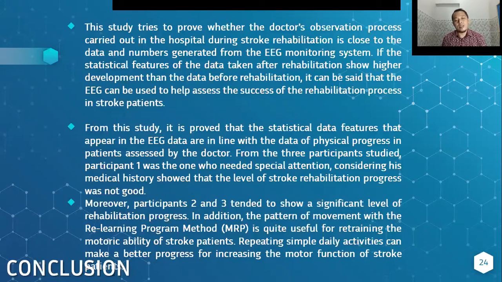In addition, the pattern of movement with the motor relearning program, or MRP, is quite useful for retraining the motoric ability of stroke patients. Repeating simple daily activities can make better progress in increasing the motor function of stroke patients.